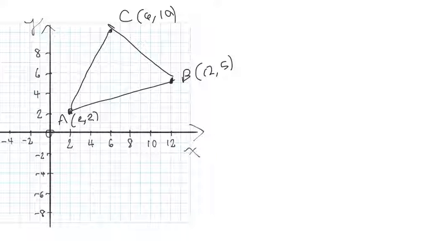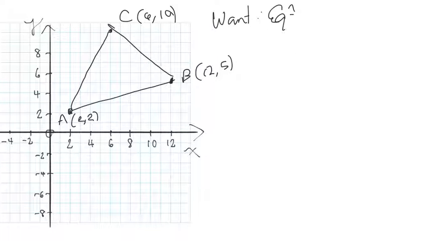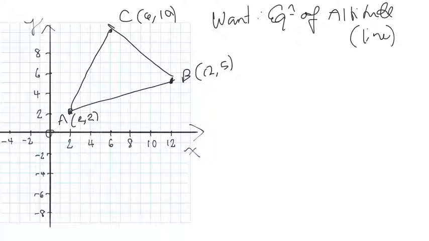So what I'm really after is the equation of my altitude. And that's what I want. Now whenever I want an equation, an altitude, that's a line. Alright? And whenever I want the equation of a line, I need a point and a slope. I need a point and a slope.